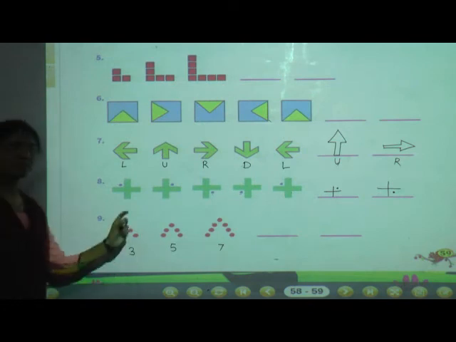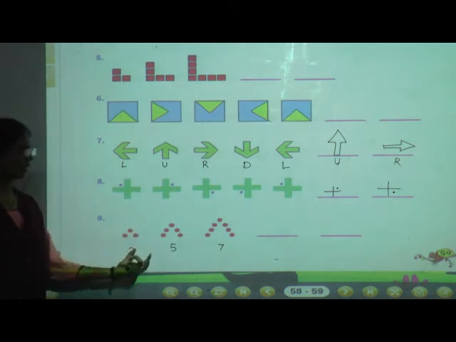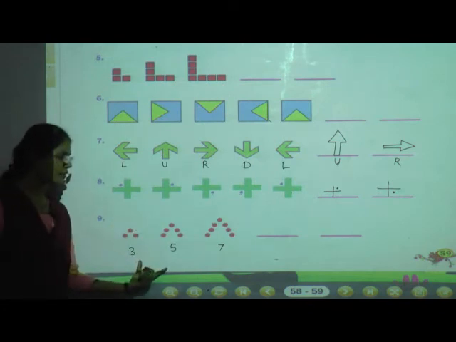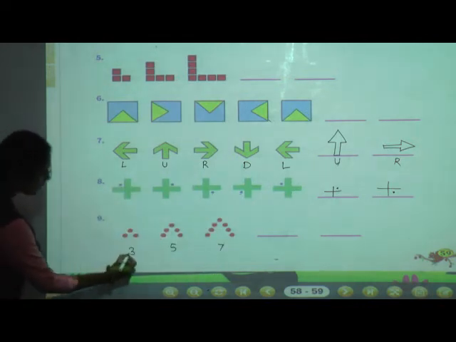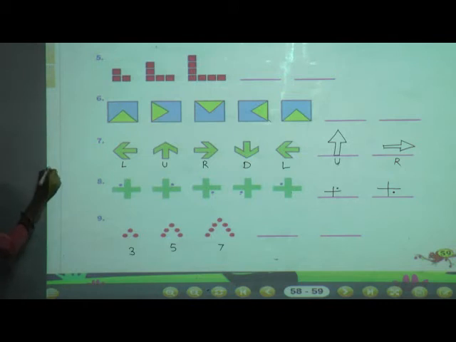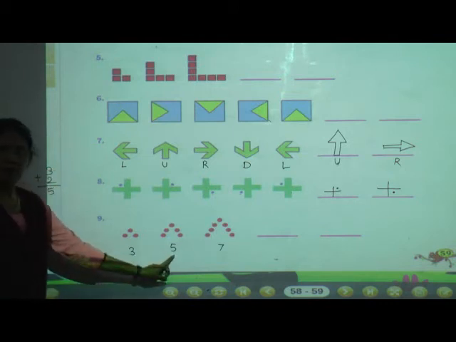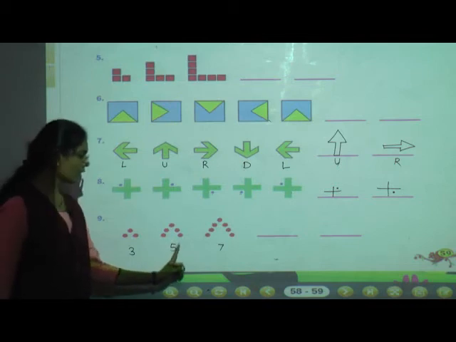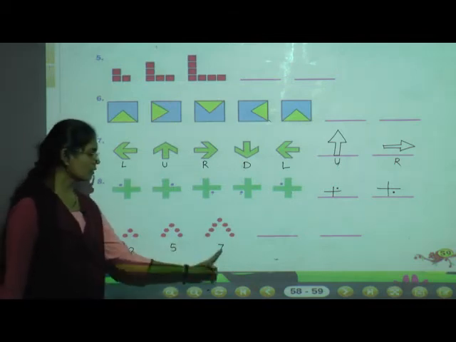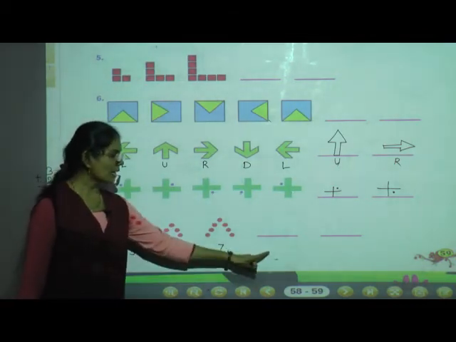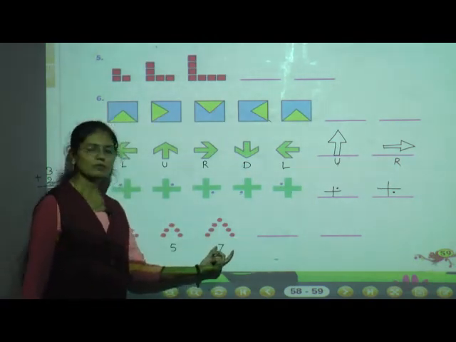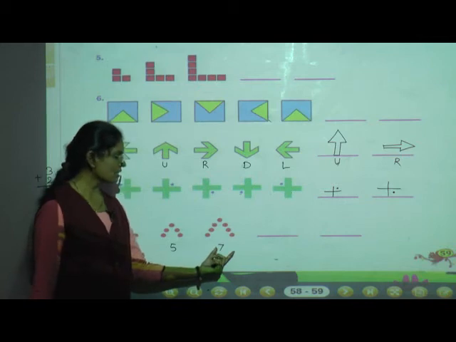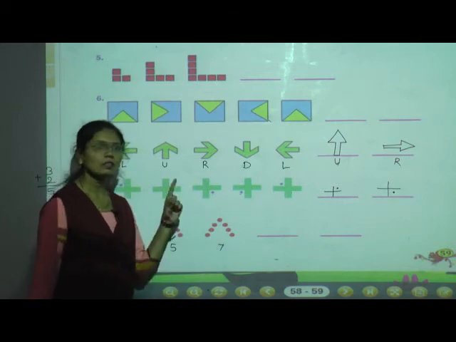See, if we see the numbers carefully, we will get our answer. We get the next number in the pattern by adding 2. If we add 2 to 3, we get the next number, 5. Again, if we add 2 to 5, we get 7. To get the next number in the pattern, what do we have to do? We have to add 2 to 7. So 7 plus 2 is 9.